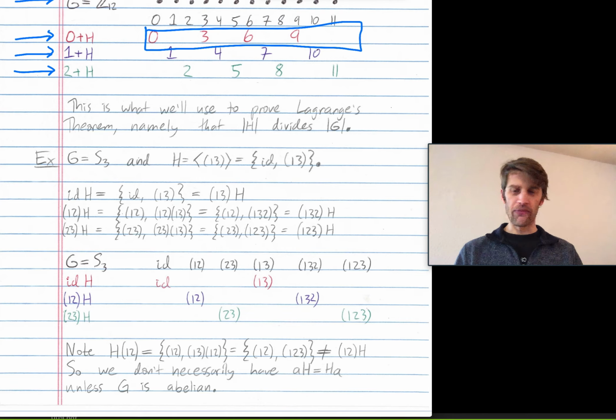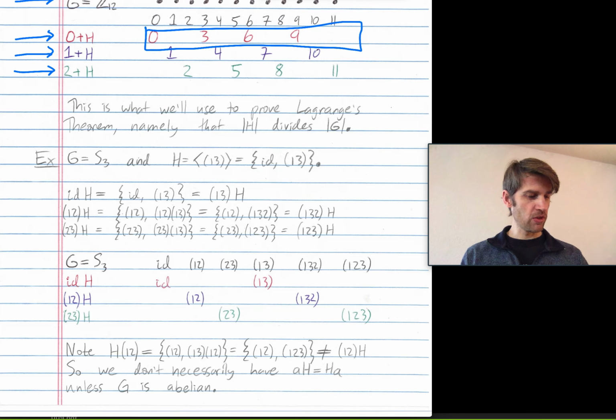Okay, what is the left coset identity H? Well, I just multiply all these elements in H by the identity, and I get the same subgroup back. For (1 2)H, I multiply each of these by (1 2), and I get (1 2) and (1 2)(1 3). I'm looking at the left coset by (1 2). That's why I'm multiplying on the left.